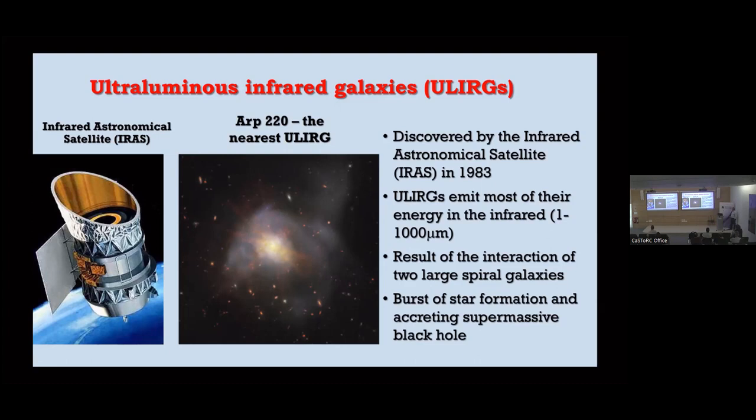We see here the nearest of these objects, which is called Arp 220. This is a combined image of Hubble and James Webb. And it's clearly a mess. It's not something we recognize as a spiral galaxy or a spheroidal or an elliptical galaxy. It's something that is in the process of merger. And this galaxy emits about 100 times more energy than the Milky Way. And the energy is believed to be due to intense star formation, which was triggered by the merger, and accretion of material onto a supermassive black hole.